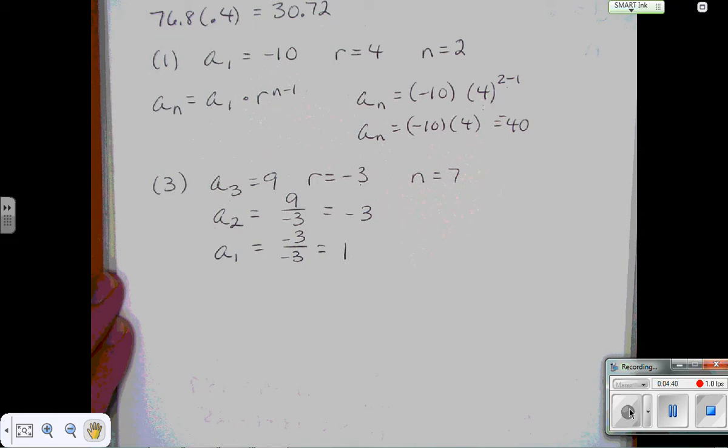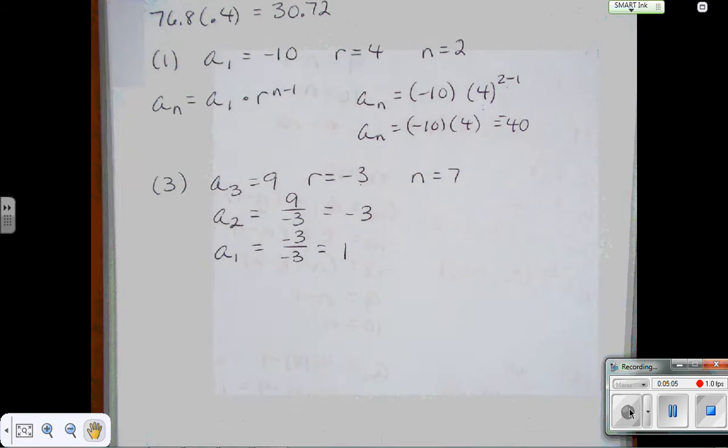So if it gives you the ratio, you always have to multiply if you're moving forward. If you want to find the next number, you multiply by the r. If you want to find the number before that, you divide by the r. You do the opposite.